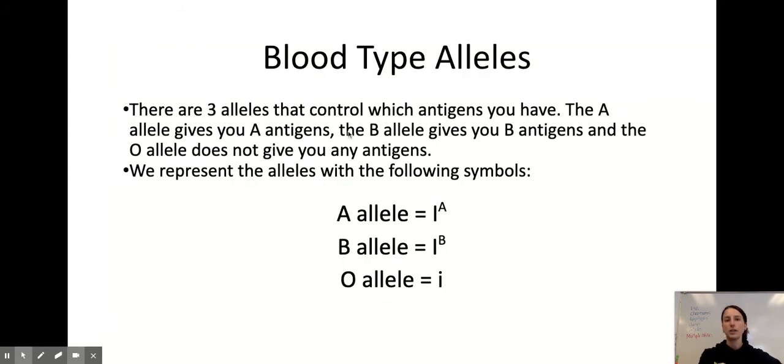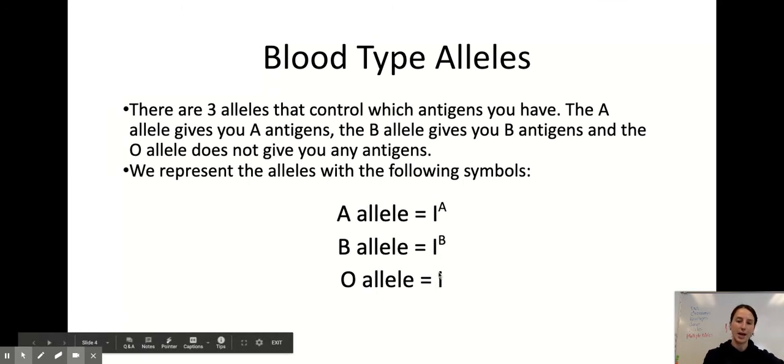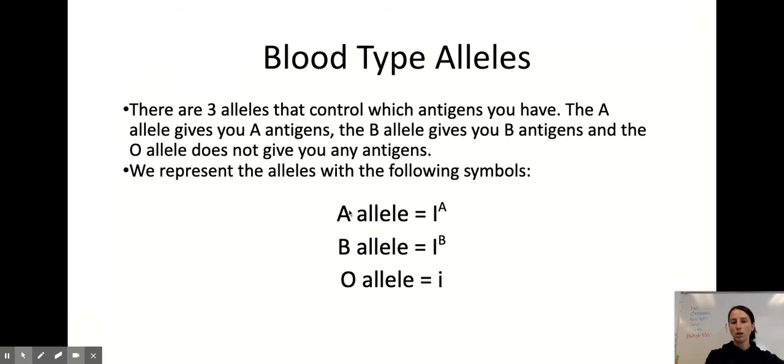So the actual alleles for blood type, you can see here we've got 3 different alleles. A type blood will have the A allele involved somehow. The A allele we represent with a capital I with a superscript A. The B allele is a capital I with a superscript B, and the O allele is a lowercase i. So by now you should all have an idea of what capitals and non-capitals mean when we're talking about alleles.